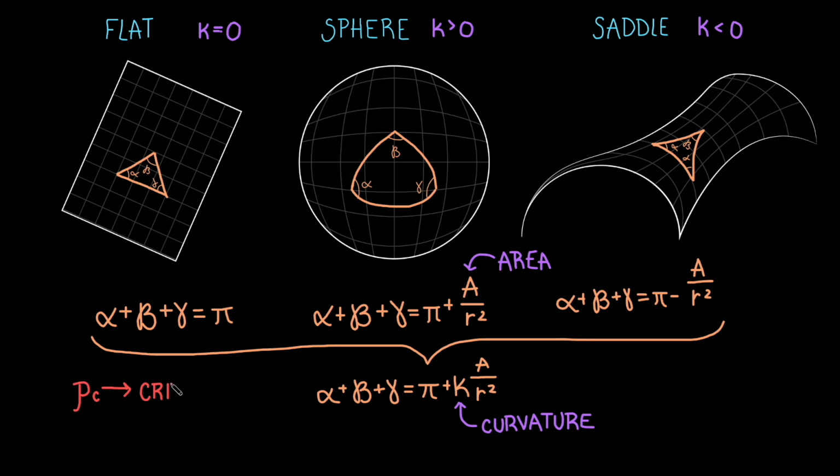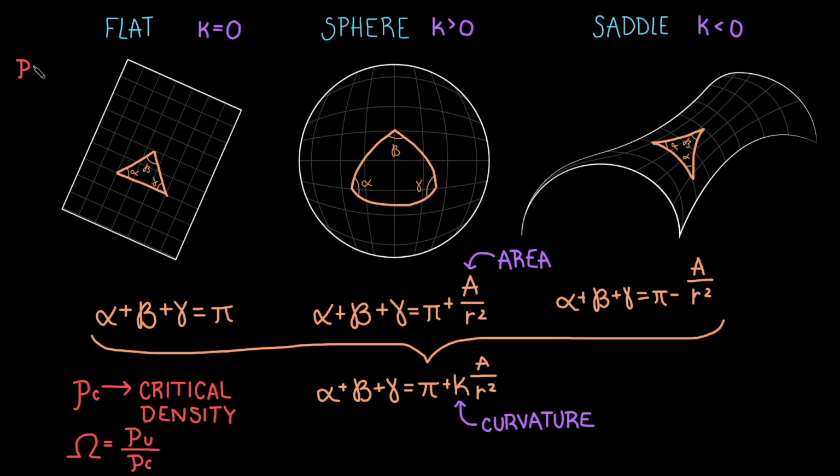Critical density is the density of matter required for the universe to just barely stop expansion. In a flat space, the universe's density equals the critical density. Omega, the ratio of the density of the universe over the critical density, is equal to 1.